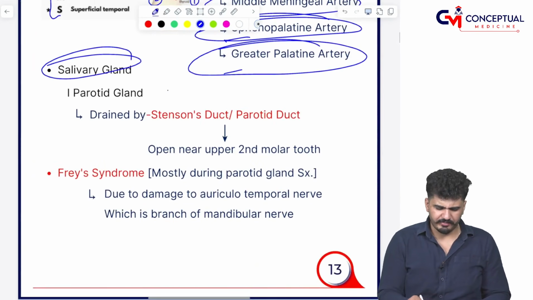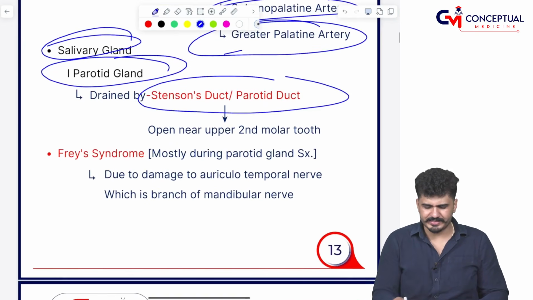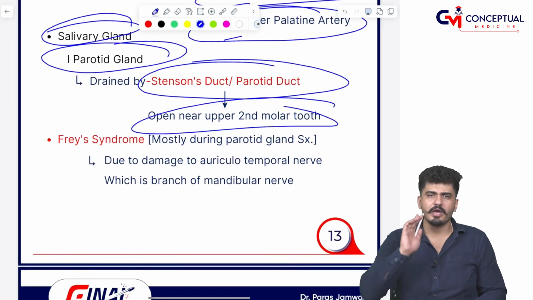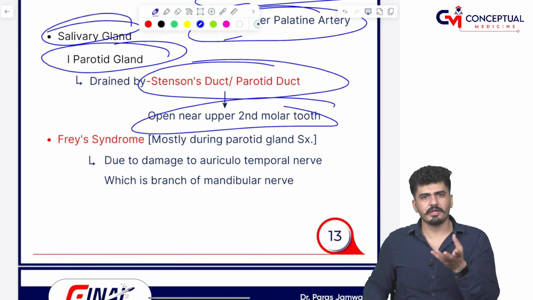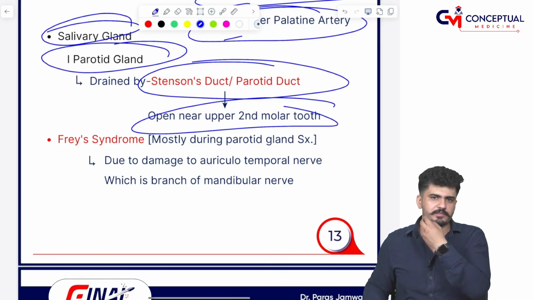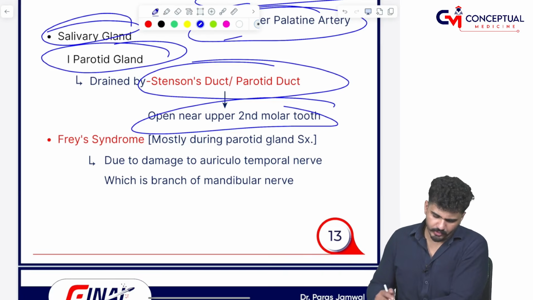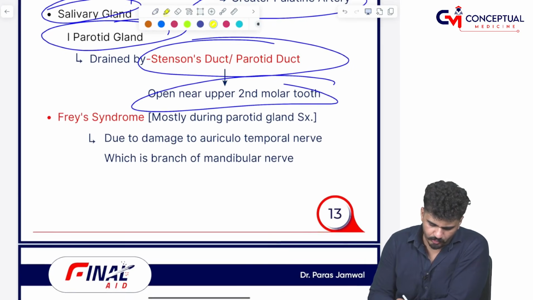Coming to the salivary gland, we have the parotid gland, drained by Stensen's or parotid duct. Where is it opening? Opening near the second molar tooth. And during parotid surgery, we might end up with a syndrome called Frey syndrome. What is this Frey syndrome? In Frey syndrome, there will be damage to an MCQ nerve, that is the auriculotemporal nerve, which is a branch of mandibular.